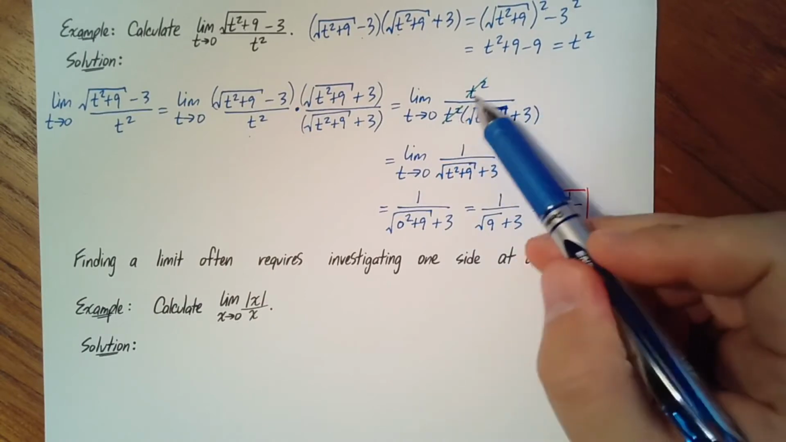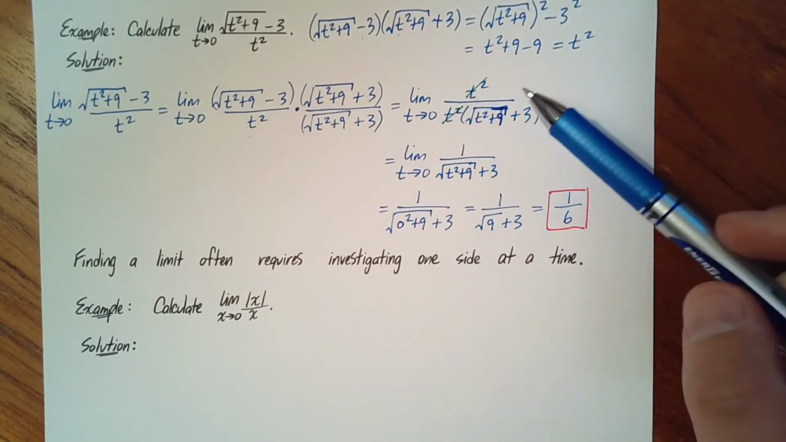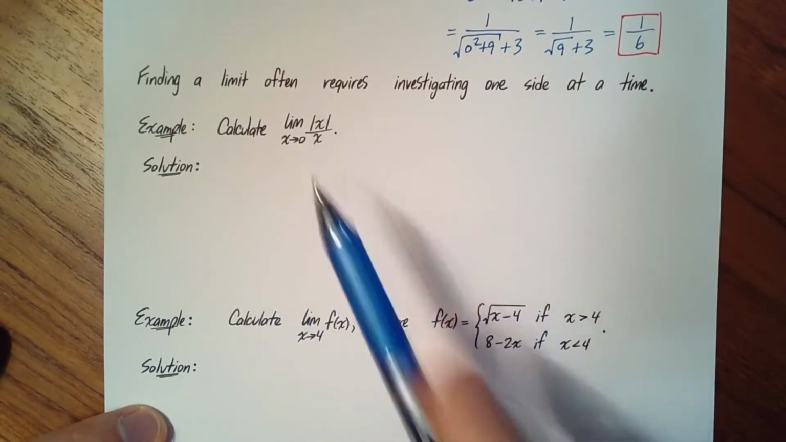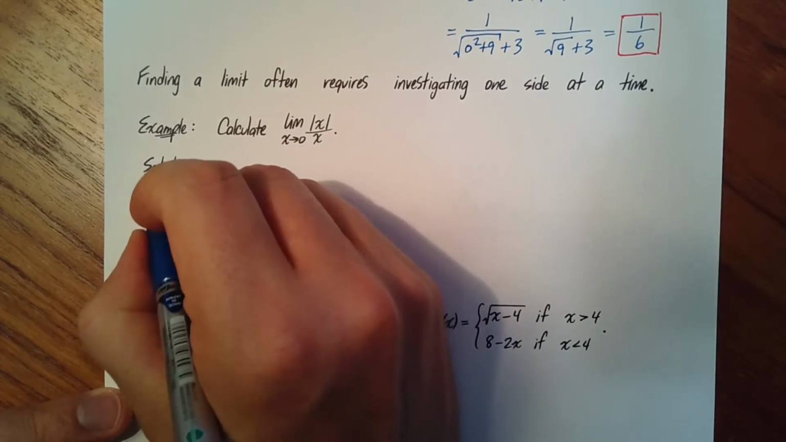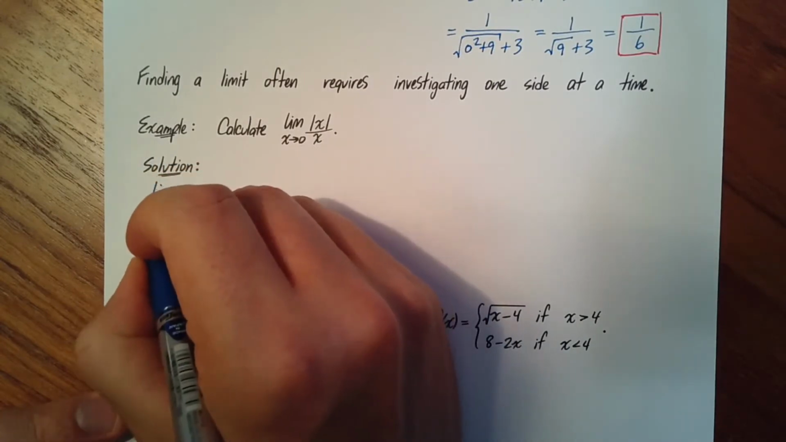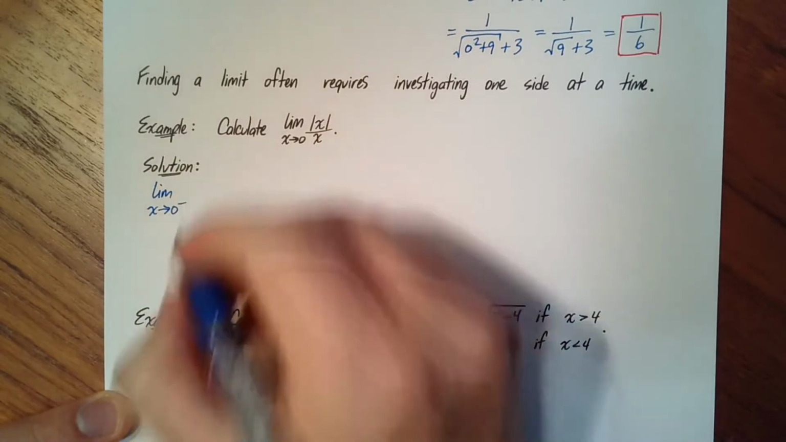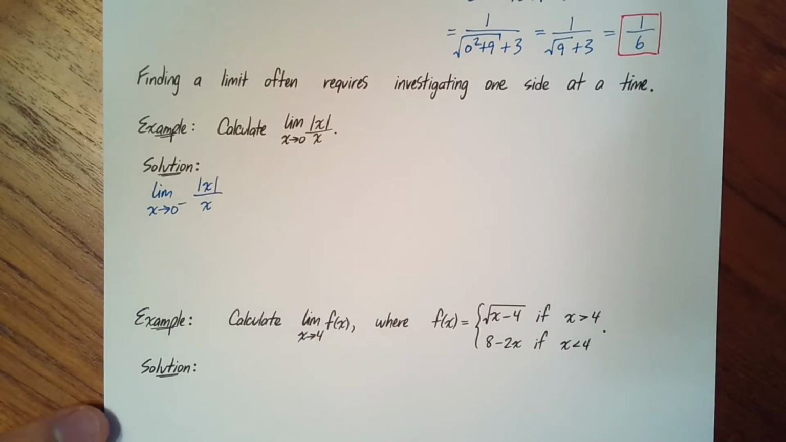So unlike in the previous example where we canceled the t squareds and that actually helped a lot, this is probably the turning point where it suddenly seemed solvable. But in this case, we can't just cancel those x's because one of them's inside an absolute value and the other one's not. So they're not the same thing. So what we're going to do is consider the one-sided limit. So we're going to take the limit as x approaches 0 from the left of the absolute value of x over x. So same limit, but we're just going to take one side at a time.